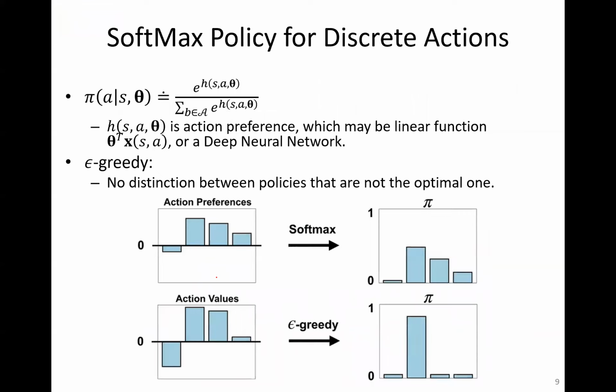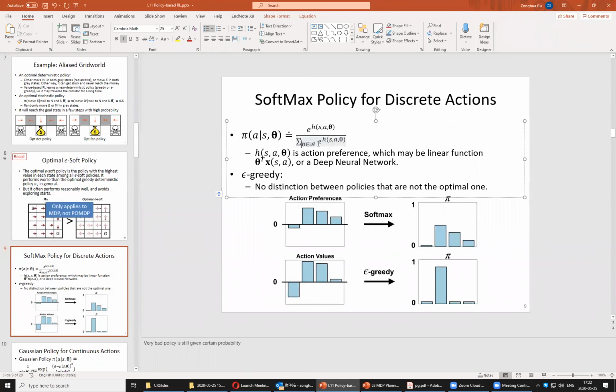So one possible parameterization of the policy is the softmax, which is this formula, where H is the action preference, which may be a linear function or a deep neural network. So this obviously sums to one, summing over A, for all possible actions.